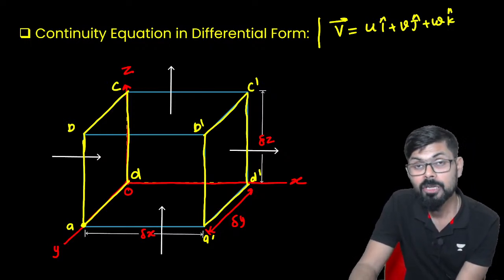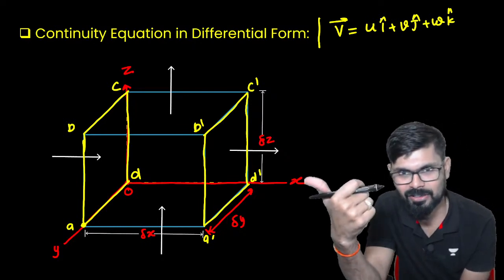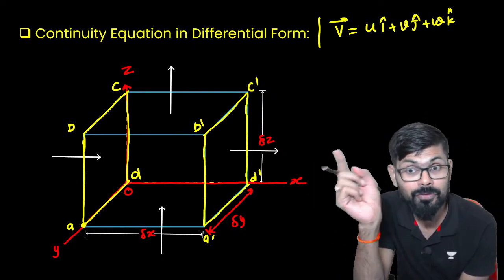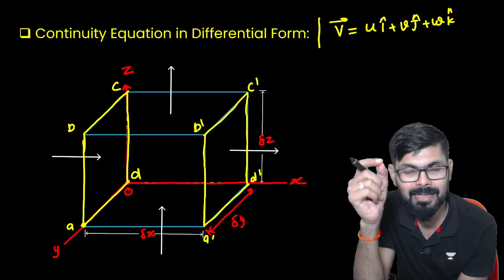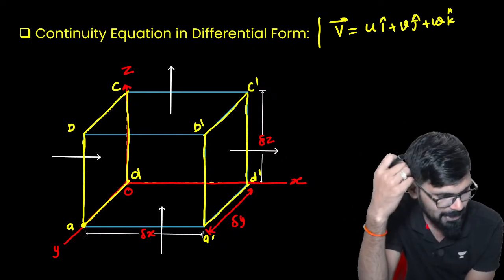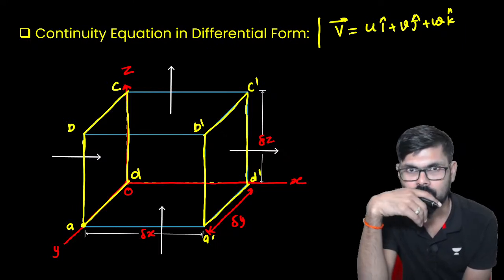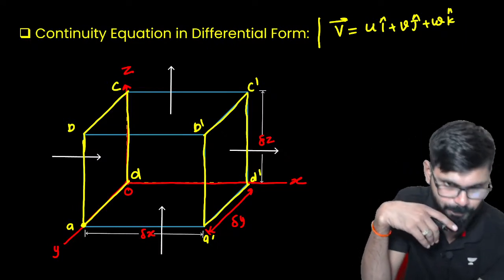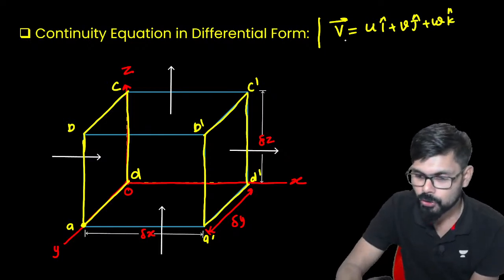Now what is U here? U is the velocity in the x direction. V is the velocity in the y direction. W is the velocity in the z direction. Very good. Very talented, sir. Thank you, I am very talented, I know that.